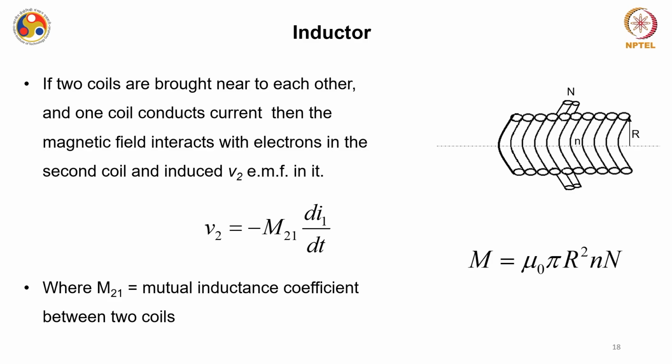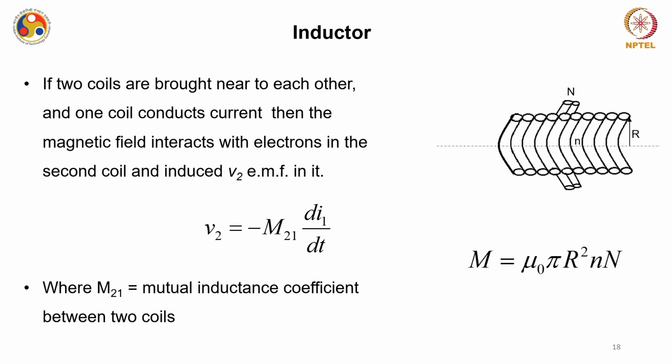Till now we have seen the condition of a single coil. So if two coils are brought near to each other and one coil conducts current, then the magnetic field interacts with the electrons in the second coil and there is an induced voltage in the second coil. This induced voltage cannot be explained by self-inductance because in the second coil there was no current flowing. To explain this, there is a concept of mutual inductance.